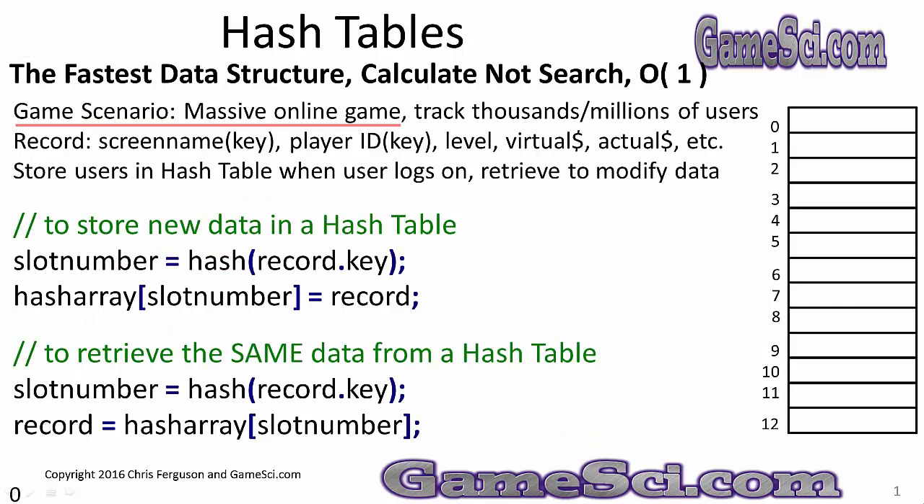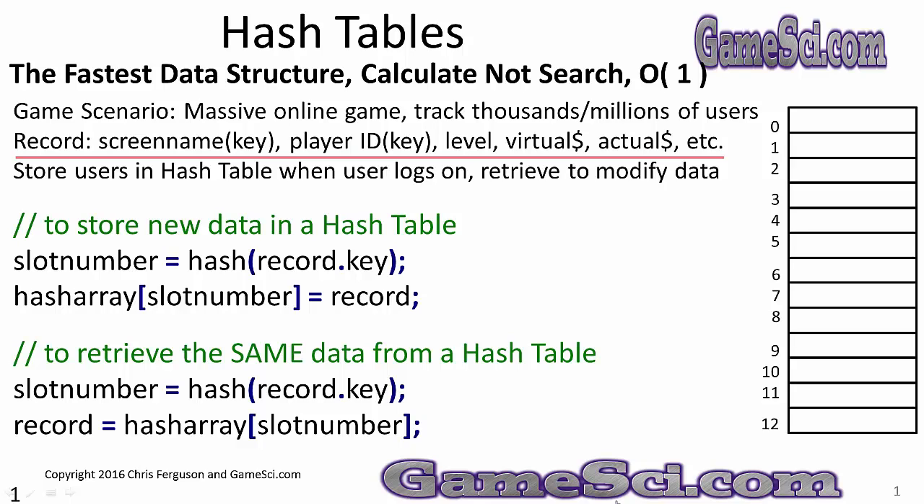Let's see where we might use a hash table. Let's use a game scenario, a massive online game where we need to track thousands or millions of users. We want to store a record, a set of information for each user that's logged on to the game. A record is going to be composed of a screen name, which is a possible key for our hash table. What do you call yourself when you log on to the game?